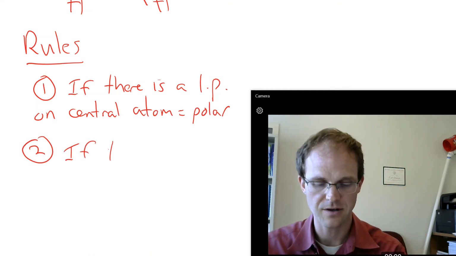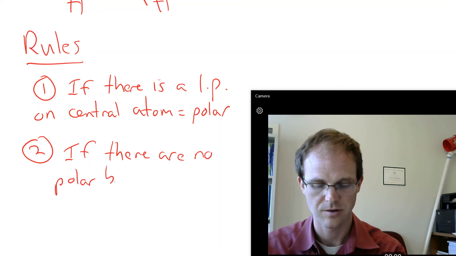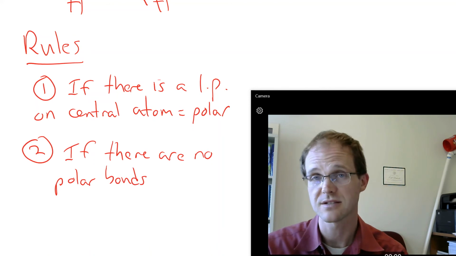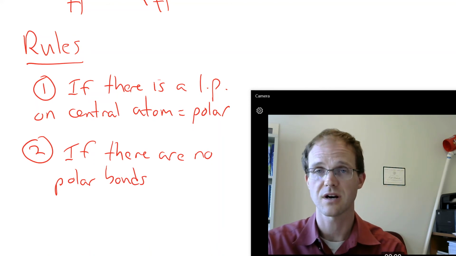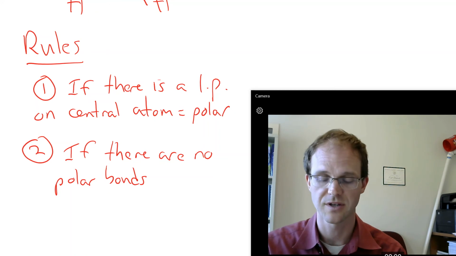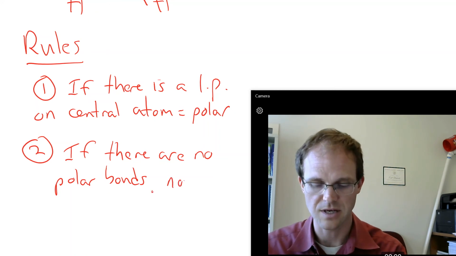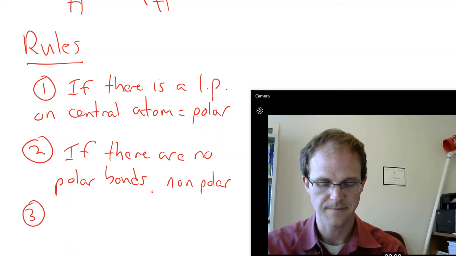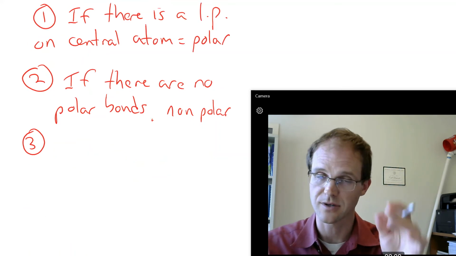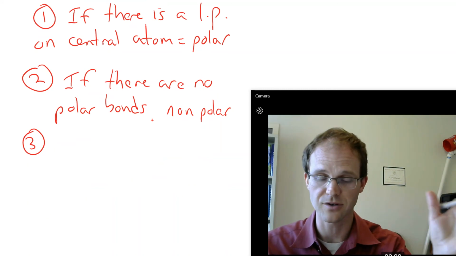Rule 2. If there are no polar bonds, right, all you have is cheese. Carbon bonded to hydrogen, carbon bonded to sulfur, sulfur bonded to hydrogen, or a bunch of things bonded to itself, then the molecule is nonpolar. And lastly, if there are polar bonds, right? So again, if you decide it's nonpolar, you stop there, you don't go on to the next rule.